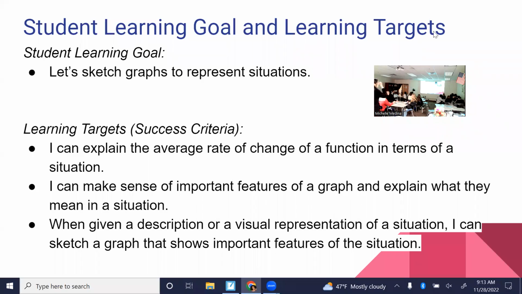So the goal for today of lesson 8 is to sketch graphs to represent situations. So I think it's a pretty quick and easy lesson. It does kind of refresh our memory from before break because we kind of already did this. My first hour did not have time to do the practice in class. Maybe you guys will, but either way, it seems easy enough that you could do it for homework.